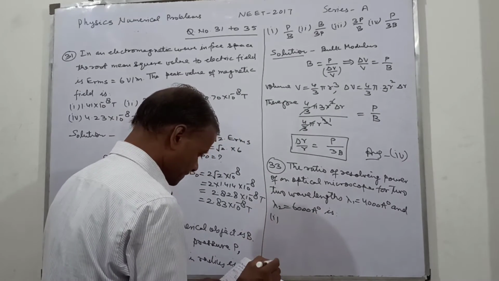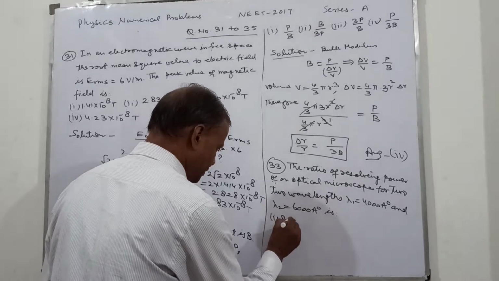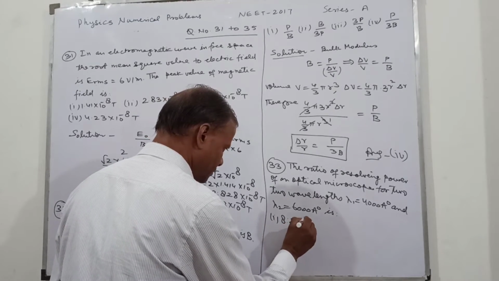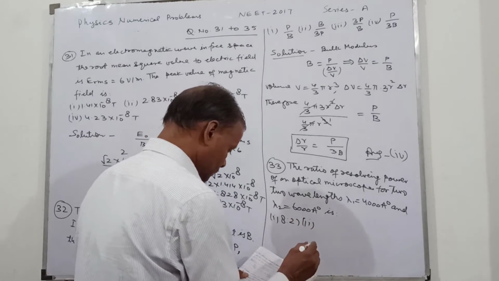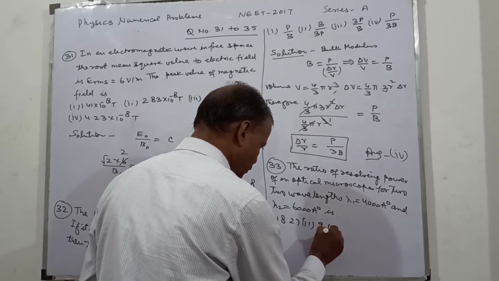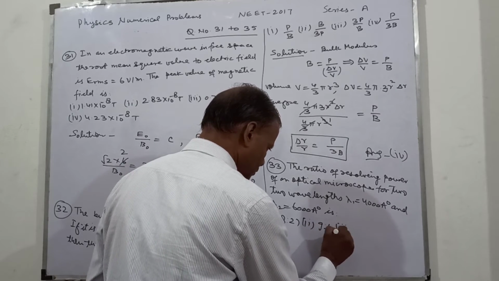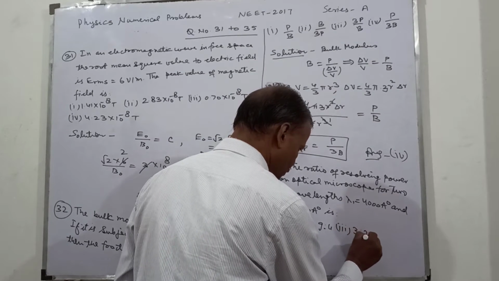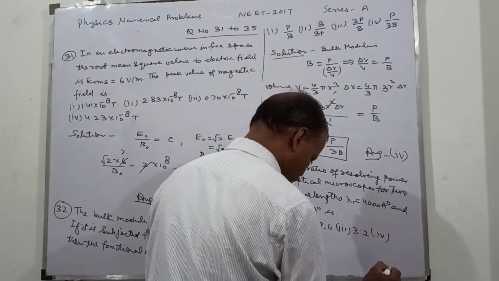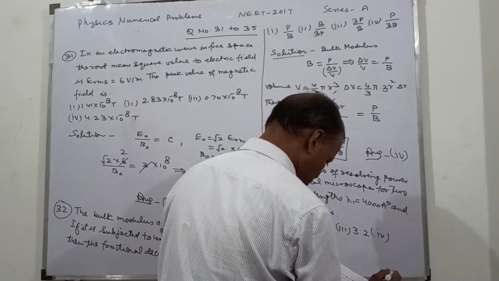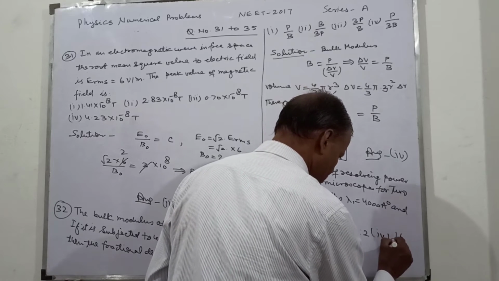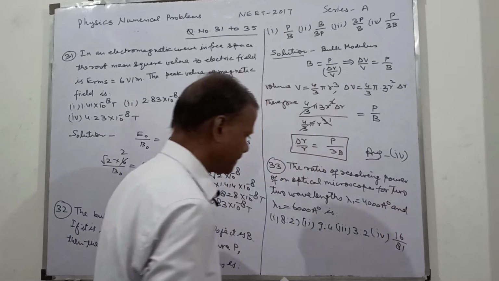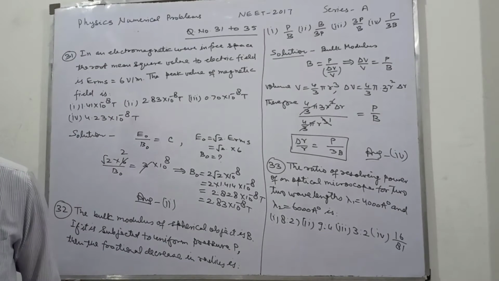Now your options. First option is 8:27. Second, 9:4. Now third option is 3:2. And fourth option is 16/81. This is given to us.